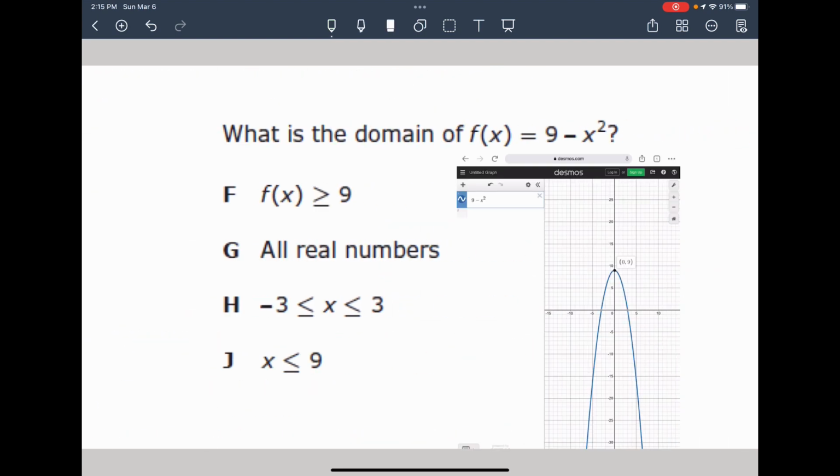This one asks us, what's the domain of 9 minus x squared? So domain is x values. And when we graph this equation, we can see that it goes on forever in left for x and goes on forever to the right for x. So the domain is going to be all real numbers.